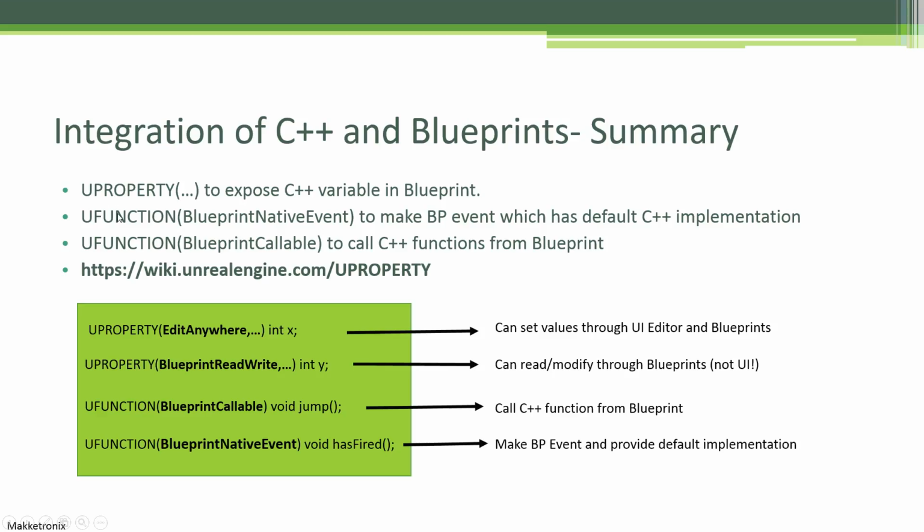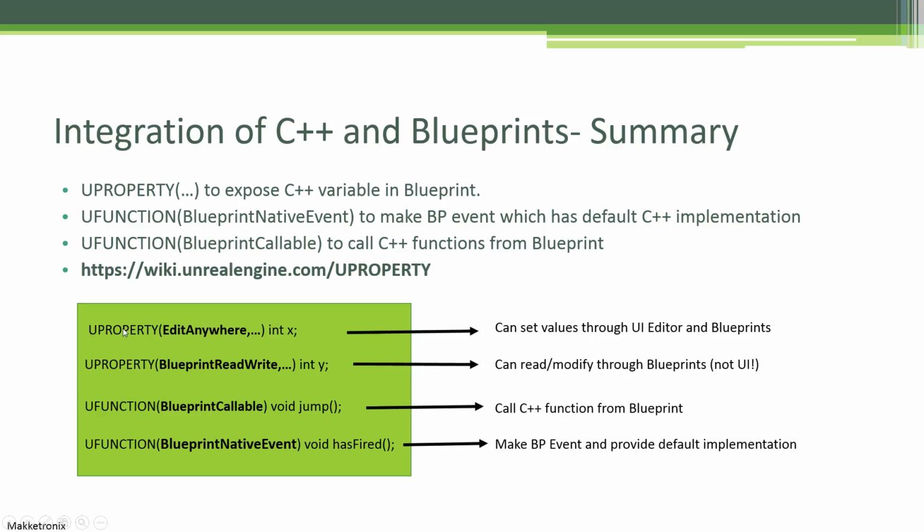Properties and functions. UProperty, which takes lots of parameters, allows us to expose variables to blueprint and editor, not just blueprint. UFunction allows us to expose functions to blueprint, and it allows us to receive events from blueprints.